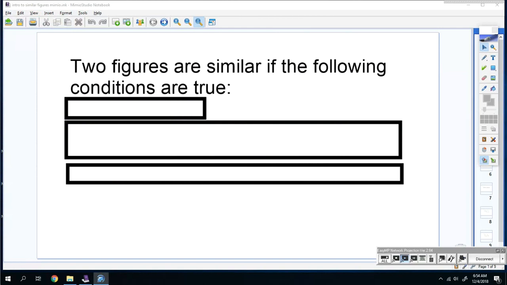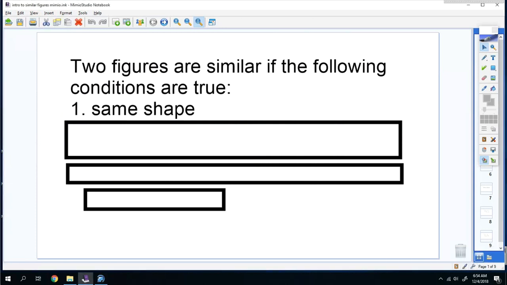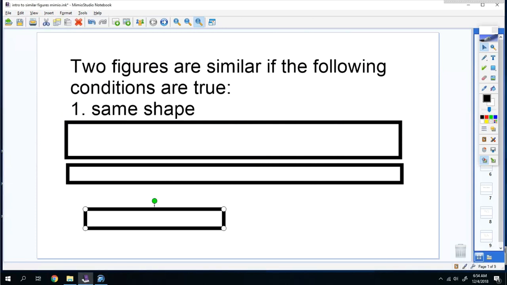Okay, so what we're going to do is introduce similar figures. Similar figures have certain characteristics that make them similar. The first characteristic is you have to have the same shape. Generally, what they mean by that is you can't compare a triangle to a rectangle. A triangle and a rectangle can't be similar. They have to be the same shape, but they technically don't have to be the same size.